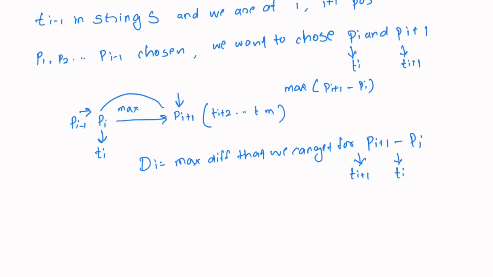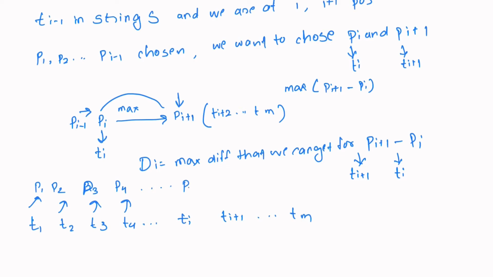So let's try to see what this means. I'm writing down the characters of string t: t1, t2, t3, t4, ti plus 1, up to tm. Now each of these characters is being mapped into string s by this set of m elements: p of 1, p of 2, p of 3, p of 4, p of i, p of i plus 1.